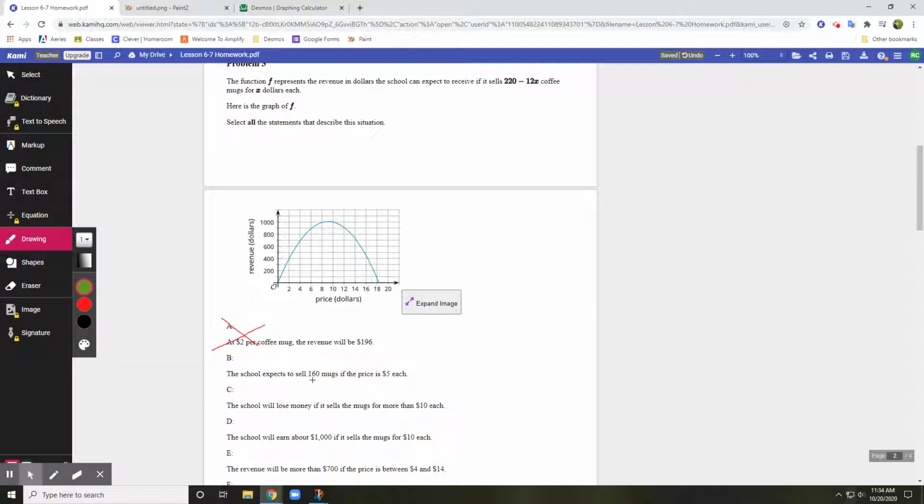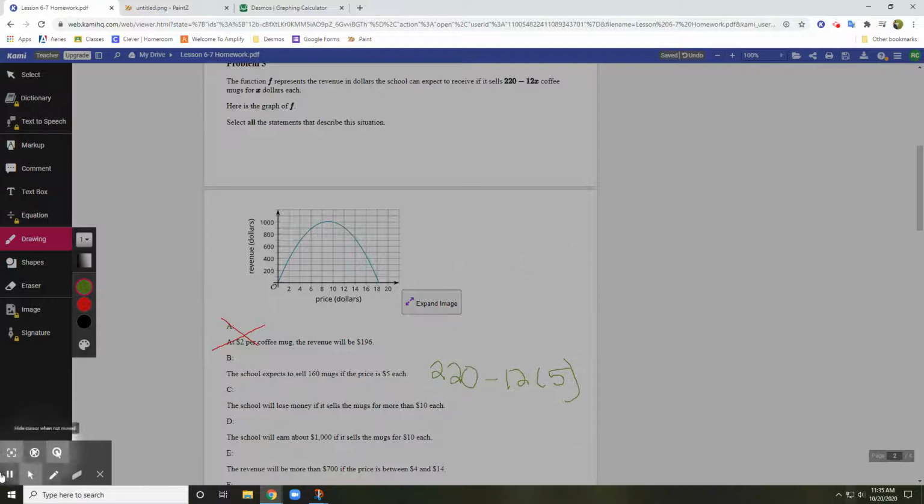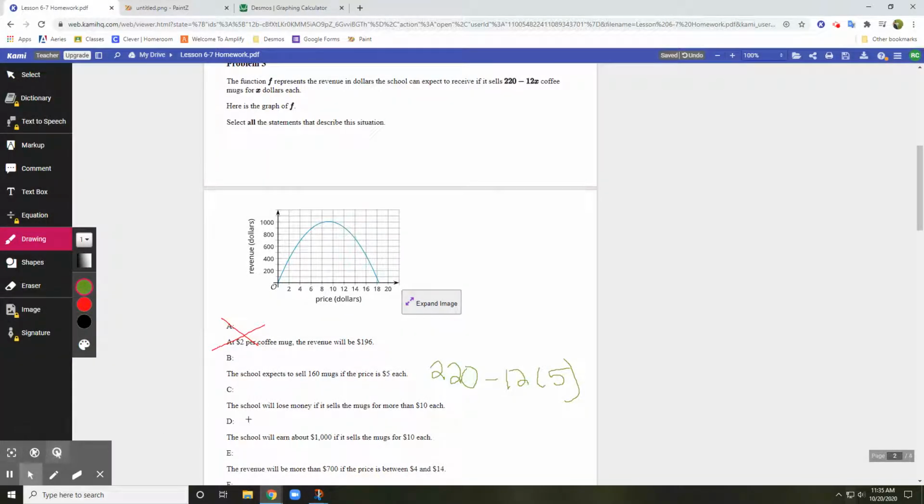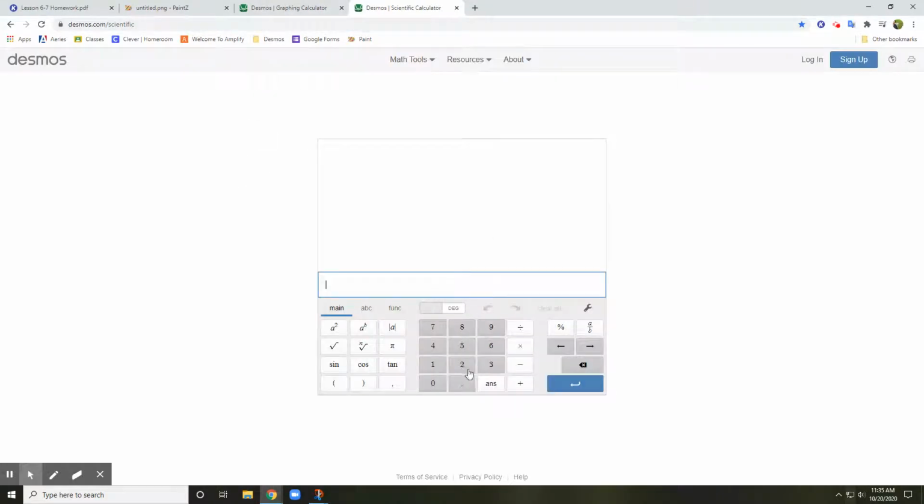So if you are going to sell them for $5, you're going to have 220 minus 12x, and instead of x, we're going to put in $5. I'm not enjoying that. Okay, let's take off this. All right, I got rid of the little circle thing. Let's go back to my calculator so we can put it in. So we have 220 minus 12 times 5, close parentheses, equals 160.